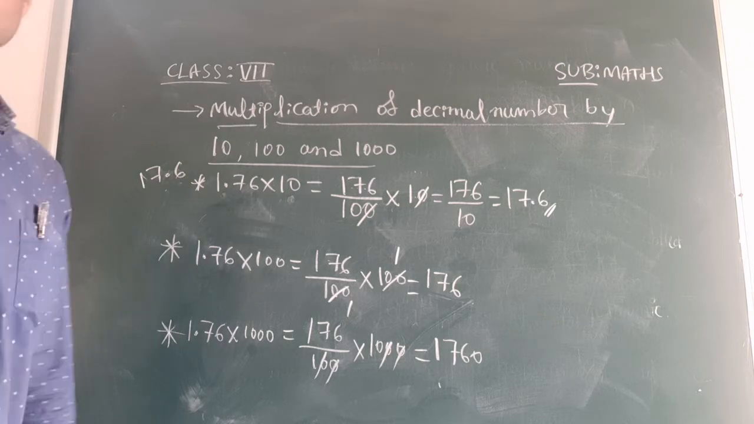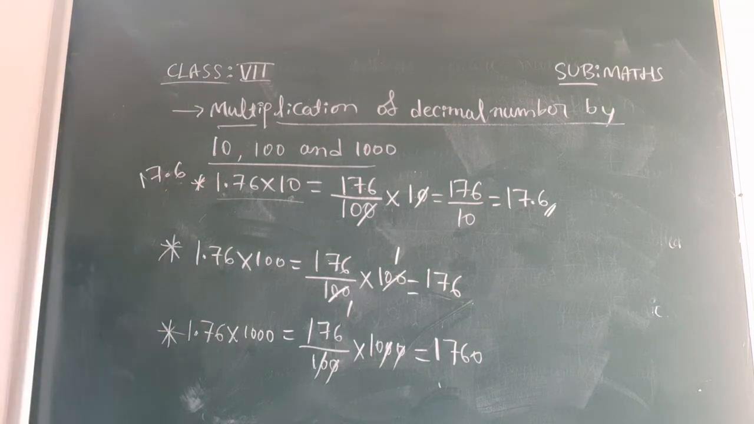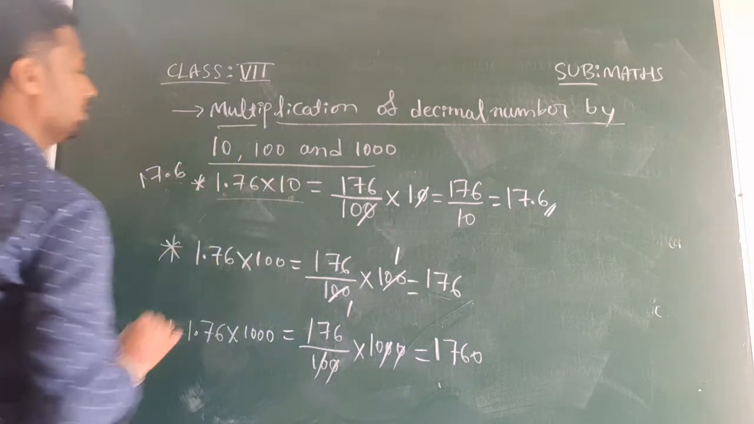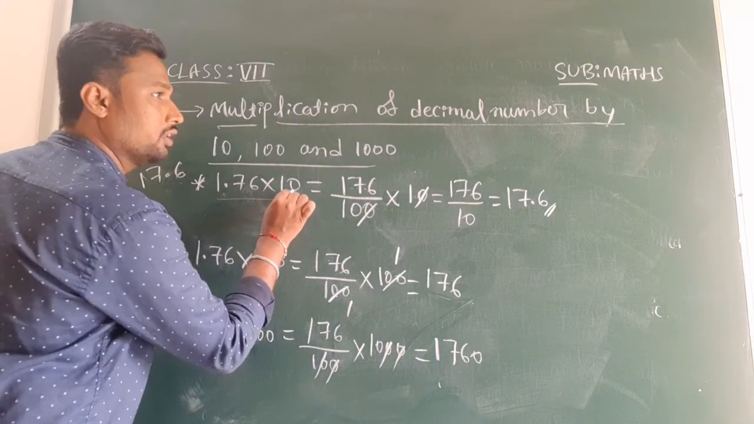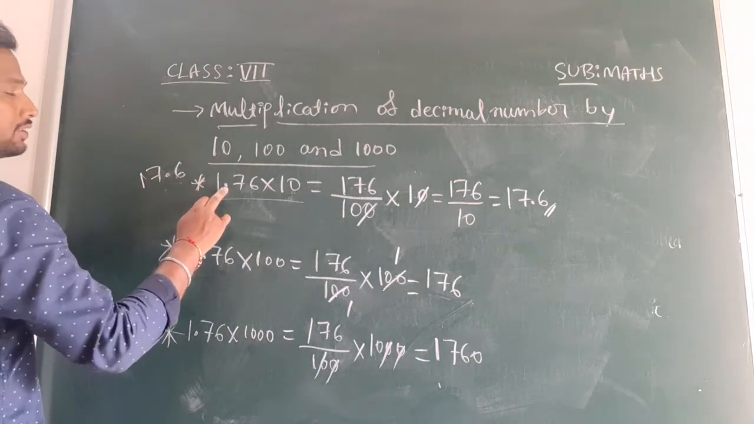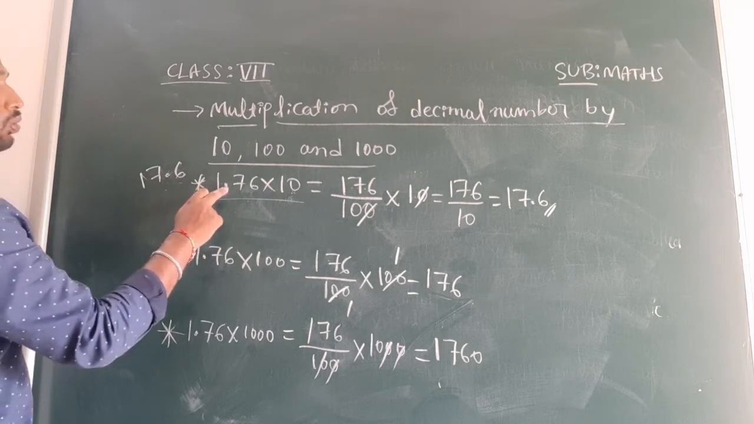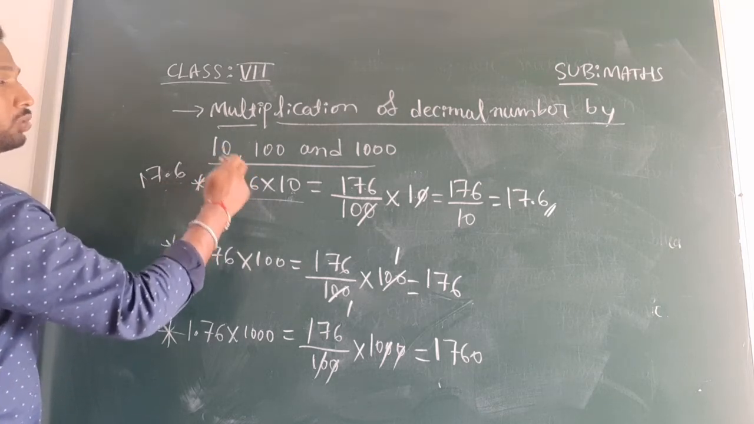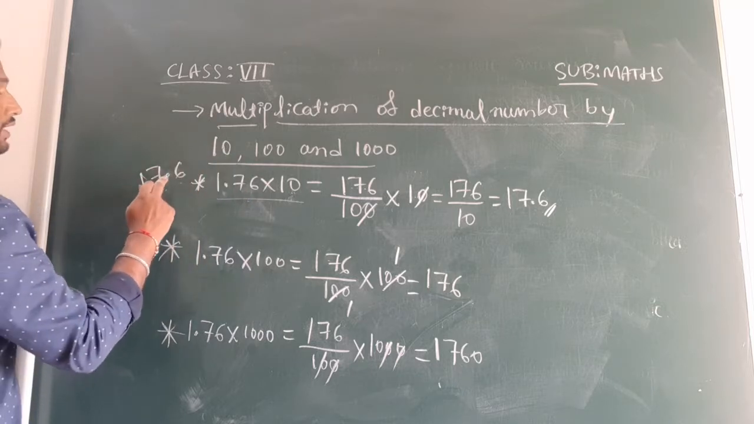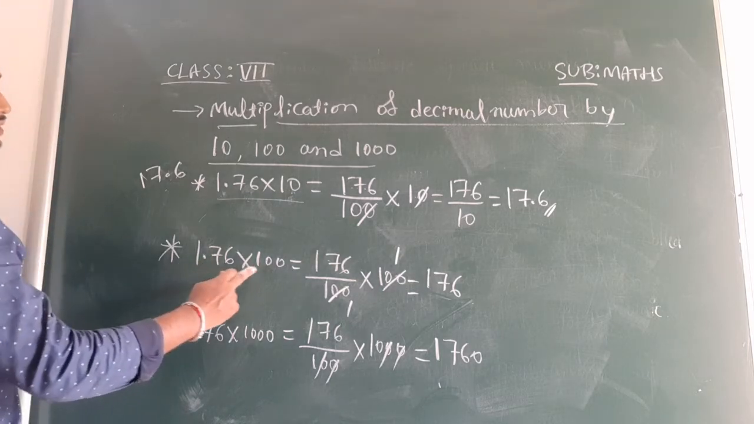Again I will repeat this, listen to it very carefully. Here we are multiplying 1.76 with 10. So if you multiply this with 10, how many zeros do we have in this 10? Only one 0. So if you have only one 0, then this decimal point will move only one step towards the right side. So here I moved this decimal point one step towards the right side. So the answer is 17, after this 7 I got this decimal point. So the answer is 17.6.